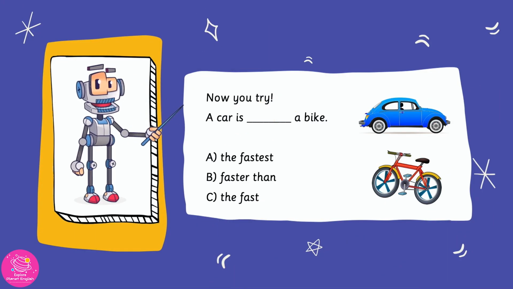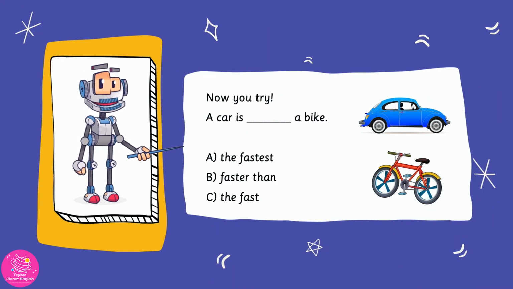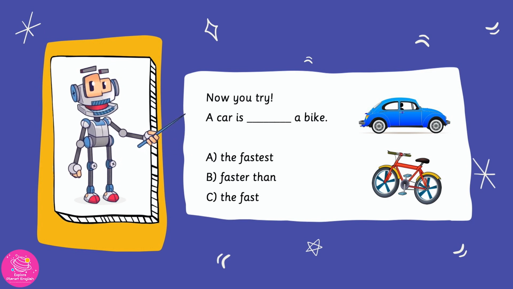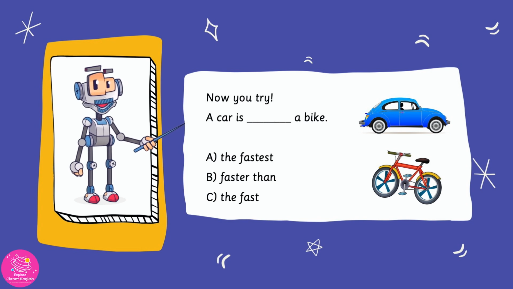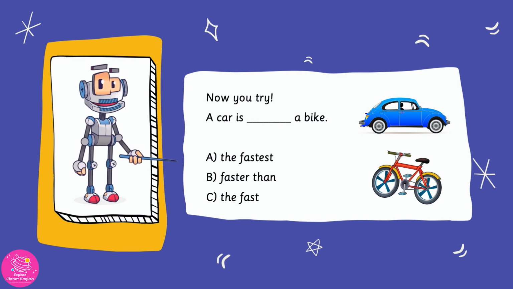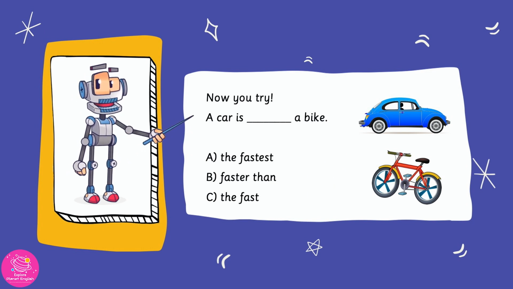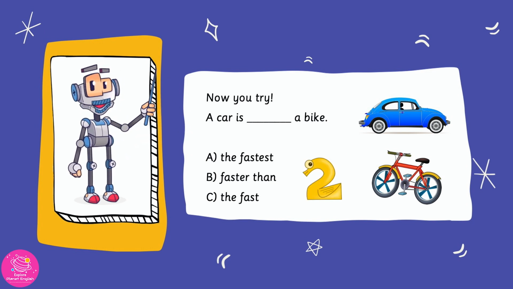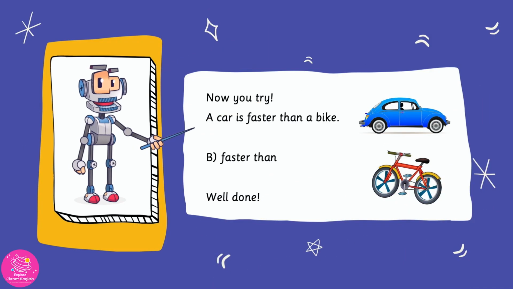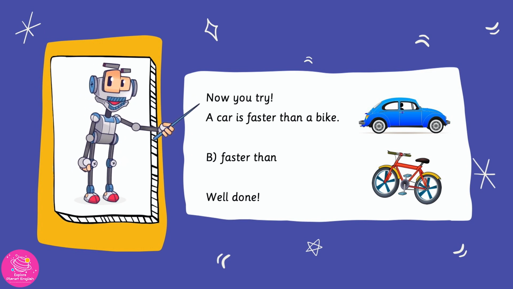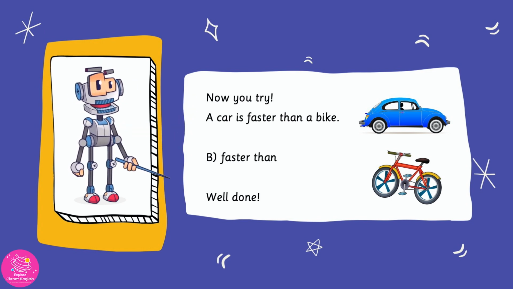A car is the fastest a bike. A car is faster than a bike, or a car is the fast a bike. 5, 4, 3, 2, 1. That's it. A car is faster than a bike. Excuse me, I got excited.